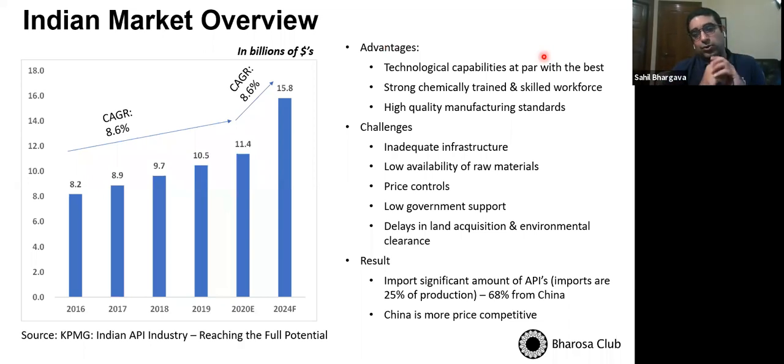So what is the result of this? The results are twofold. One, because we don't have the raw materials to produce APIs within our borders, we actually import a large, large amount of raw materials. And 68% of that importing is from China. So even if people shift their supply chains to India, unless we have also figured out how to reduce the raw material dependency from China, ultimately they're still linking back to China, and that's a big issue. Second is China is more price competitive because of all these challenges here. And we'll see that on the next slide.